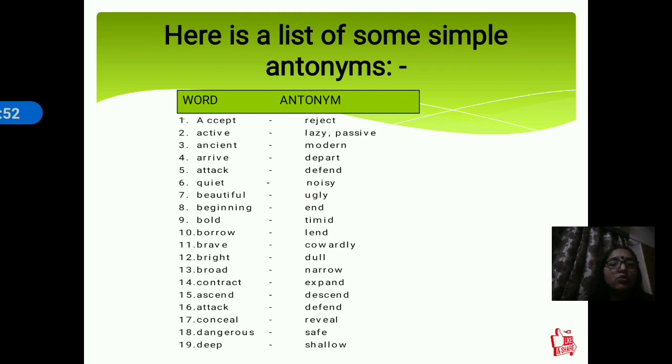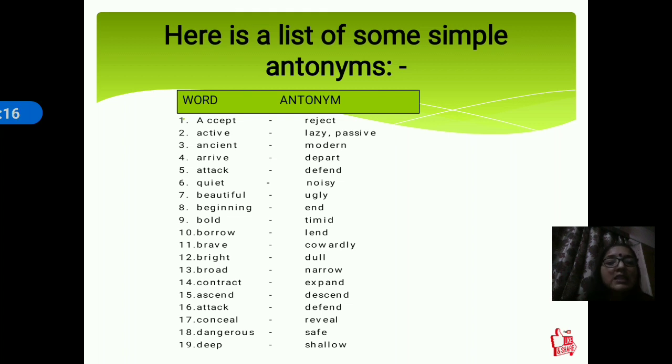Okay, bright. When the sun shines, the place is totally bright. And when the sun sets, it becomes dull. Okay, gloomy. Okay, broad, very broad by nature. Narrow, very thin. Okay, contract, when things contract, and expand when it moves out. Okay, ascend, ascend means moving upwards. Descend is coming downwards.